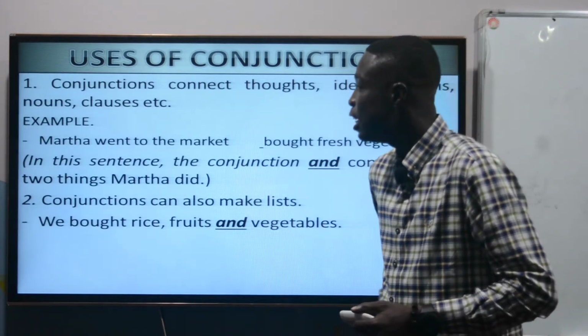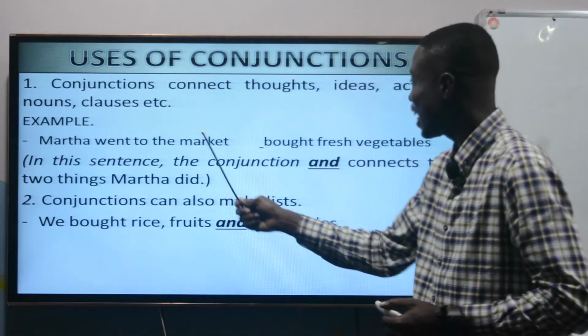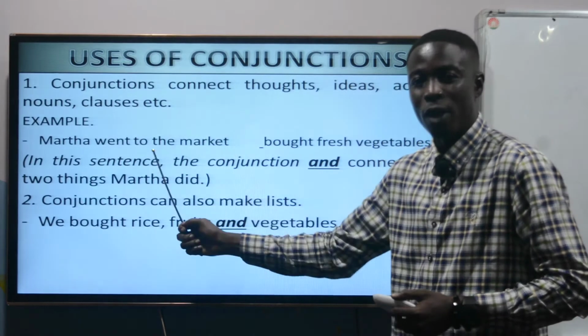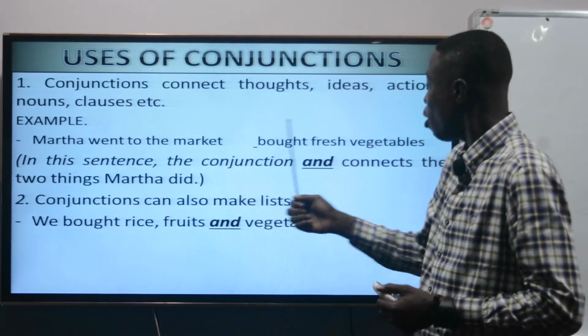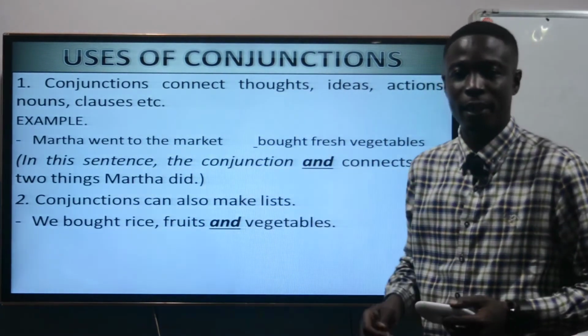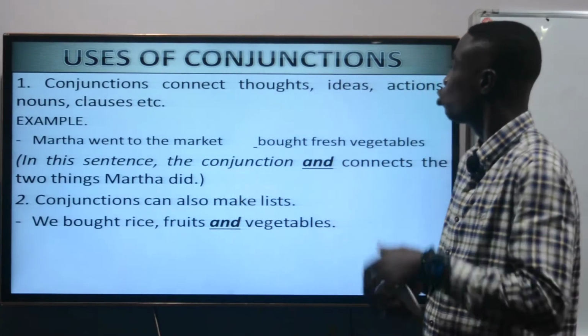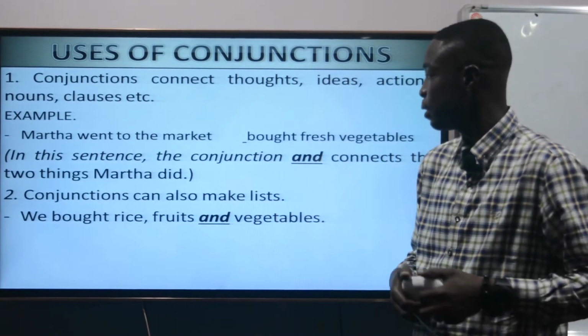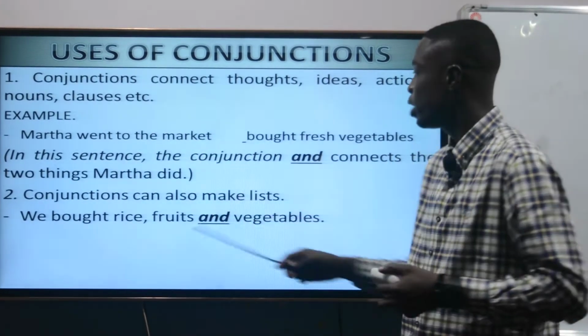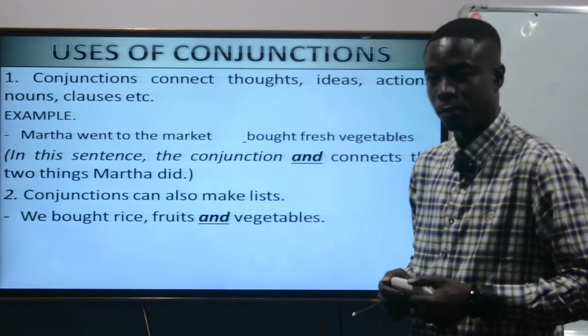So, she actually went to the market. That is one thing. And then she bought fresh vegetables, another thing. So two things, or two thoughts, or two actions. These are two actions that have been joined together with the conjunction and.